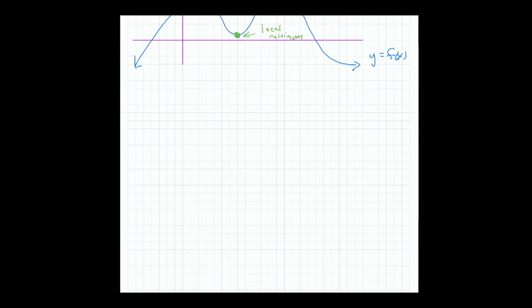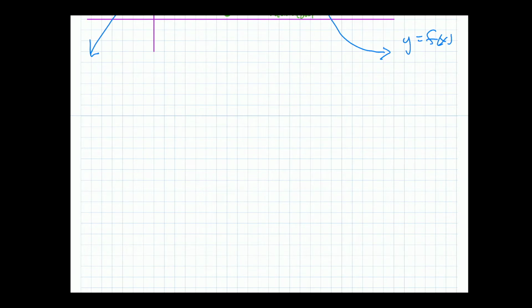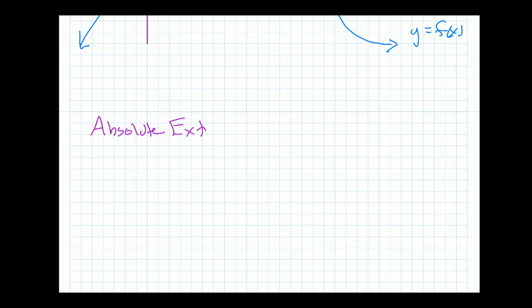Now, there's another concept called global extrema or absolute extrema, depending on what book gave you your definition. Our book was referring to the extreme value theorem, and they use absolute. So absolute extrema are the overall, global minimum and maximum values of the function.